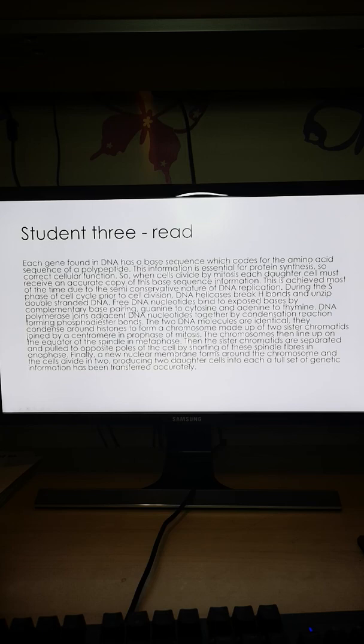Each gene found in DNA has a base sequence which codes for the amino acid sequence of a polypeptide. Okay, we also know that includes functional RNA now, but this is okay. It doesn't have to be perfection, just biologically correct. So this information is essential for protein synthesis, so correct cellular function. So when the cell divides by mitosis, each daughter cell must receive an accurate copy of the base sequence information.